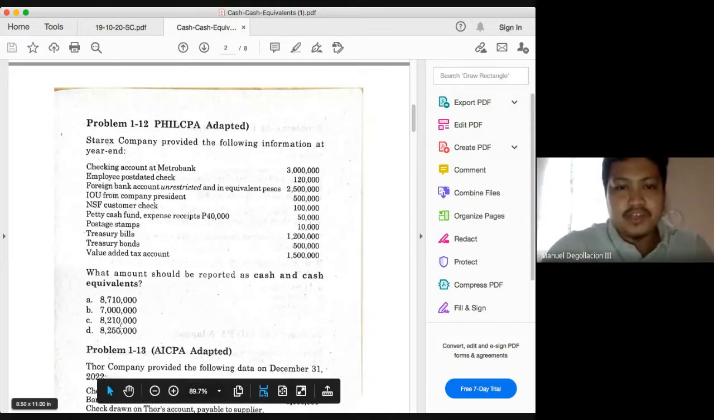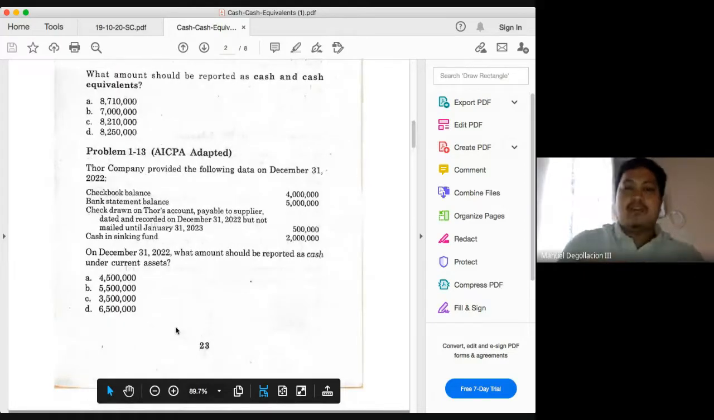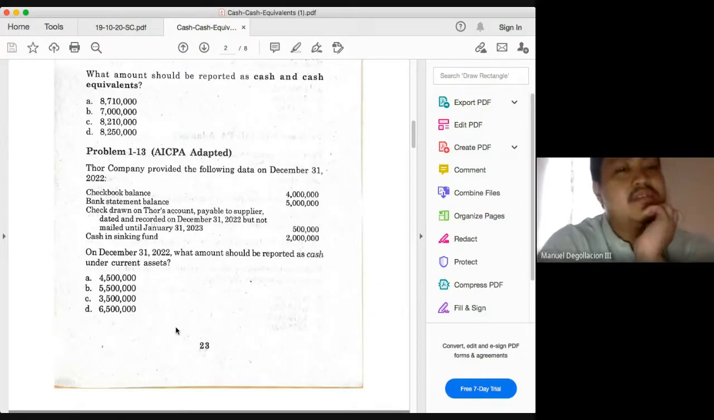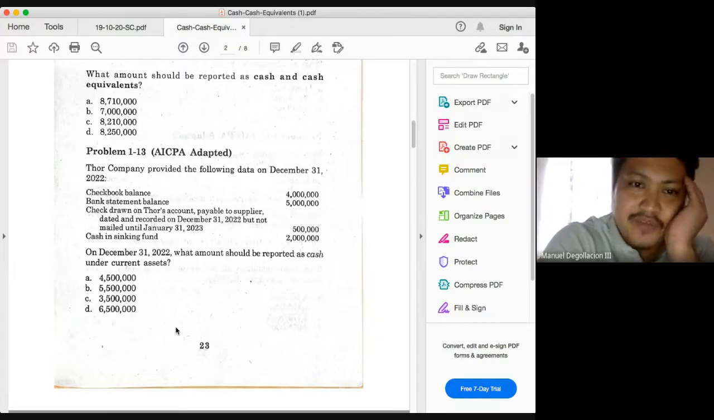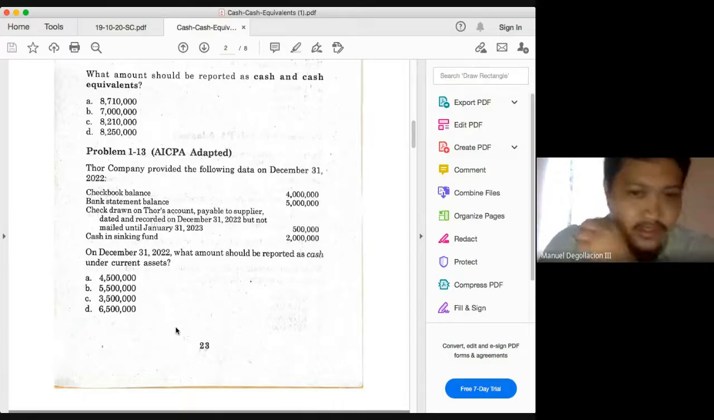Okay, continuing our discussion, class, let's proceed to problem 1-13. This would be a different kind of problem now. This will require a different approach. You have here, class, the checkbook balance and the bank statement balance. The checkbook balance is the balance of our checking account as far as our own records are concerned.